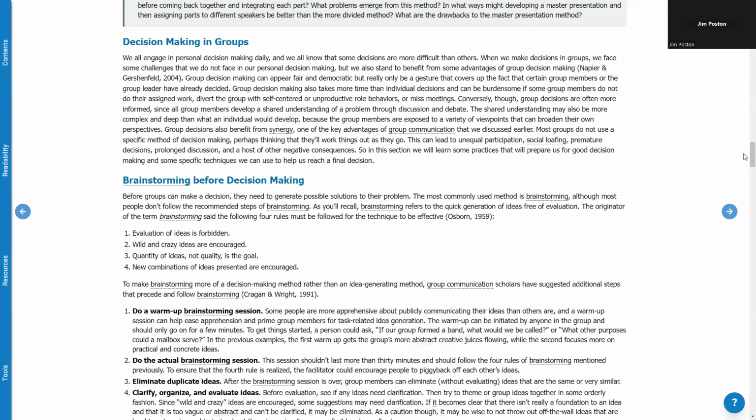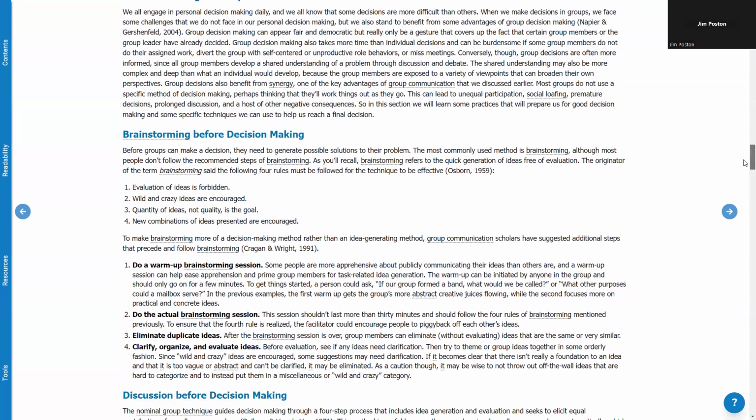Most groups do not use a specific method of decision making, perhaps thinking that they'll work things out as they go. This can lead to unequal participation, social loafing, premature decisions, prolonged discussion, and a host of other negative consequences. So, in this section, we will learn some practices that will prepare us for good decision making and some specific techniques we can use to help us reach a final decision.